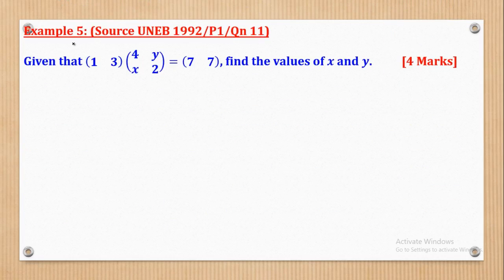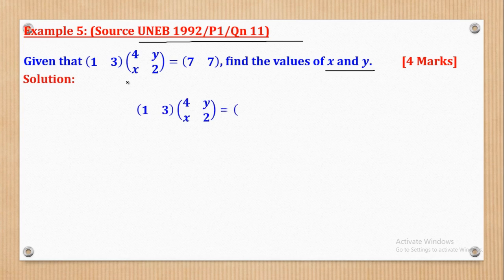Now we shall go to example 5. Example 5 was got from UNEB 1992, paper 1, question 11, and says, given that a 1 by 2 matrix of 1, 3 multiplied by a 2 by 2 matrix of 4, y, x, 2 is equal to a 1 by 2 matrix of 7, 7, find the values of x and y.